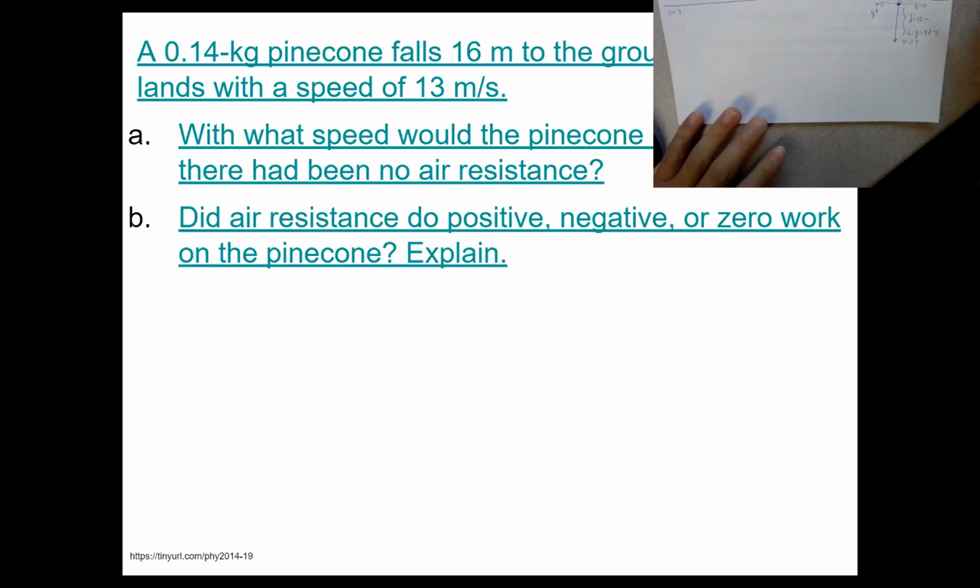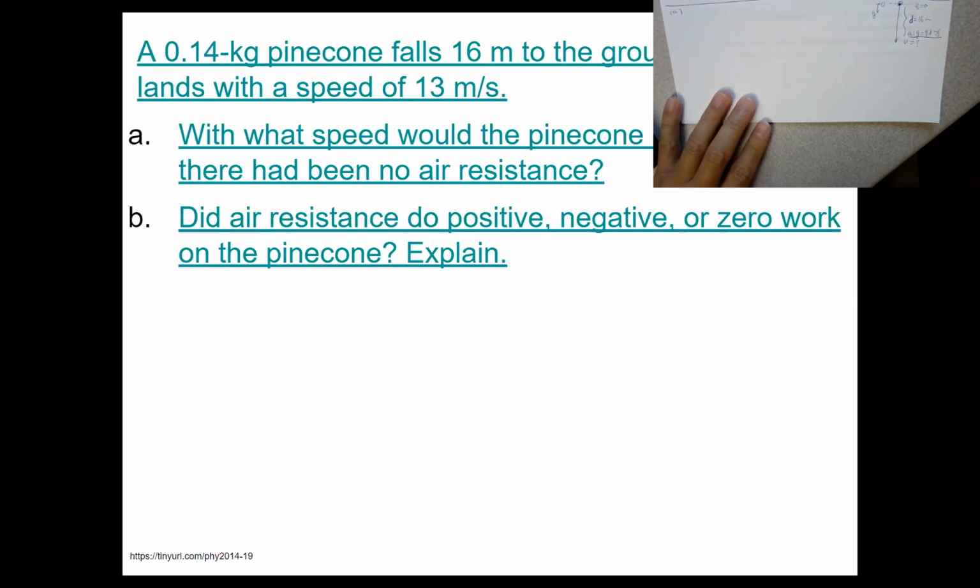All right, so let's take a look at this one together. So the pecan falls down here, assuming no air resistance. That means the acceleration is equal to gravitational acceleration, 9.80, right? The distance traveled is 16 meters, and the initial velocity, it should be starting from rest, so the initial velocity should be 0. We are looking for the final velocity here.